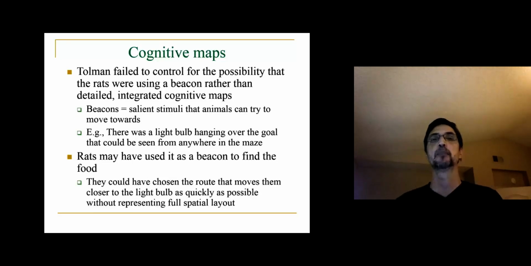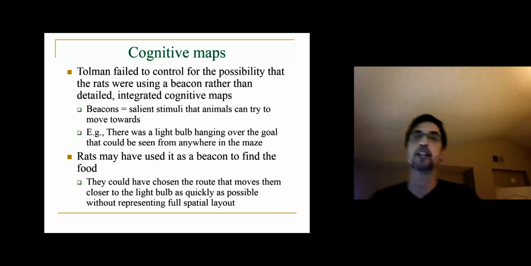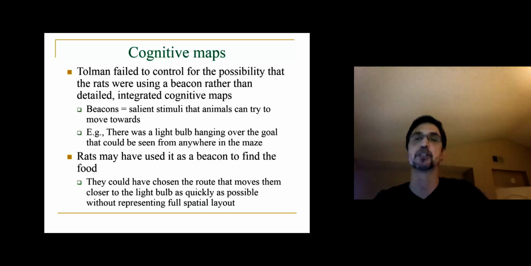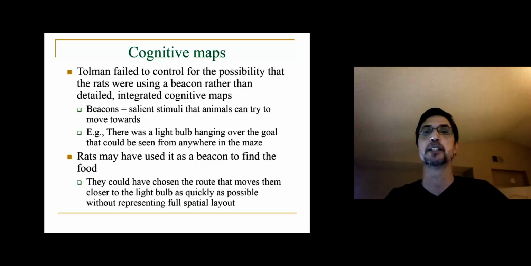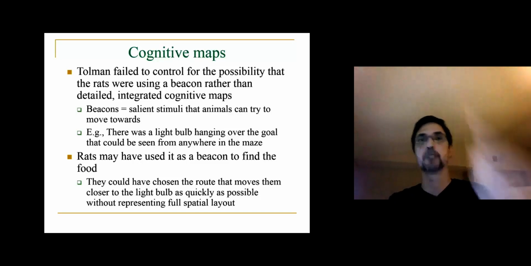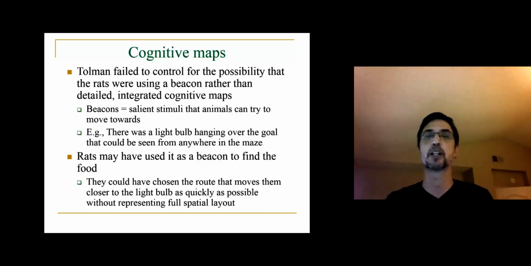But one of the main problems with Tolman's study is that he failed to control for the possibility that the rats could have been using other factors in order to navigate instead of relying on a cognitive map. In particular, they could have used a beacon, a sign, some kind of location that they could have simply moved towards, right?